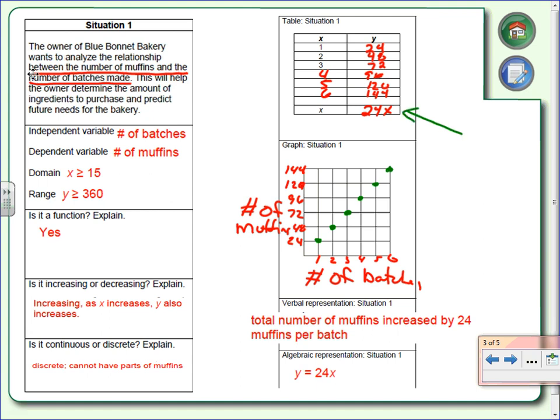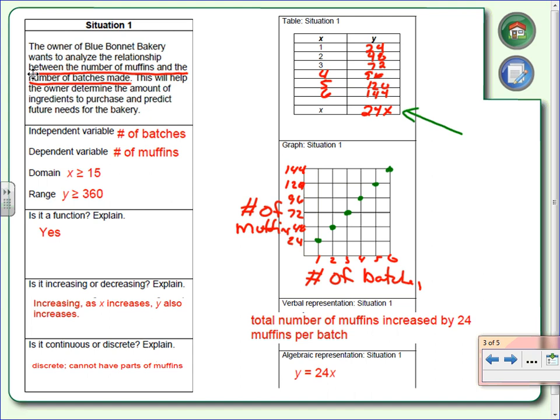Table right here. Because think about it. How did we get these y values over here? The way we got the y values is simply by multiplying the x's by 24. That's our rule. How do you get y's? Take the x's and multiply by 24. All right, so that takes care of the first situation. It's going to get a little trickier on the next one.